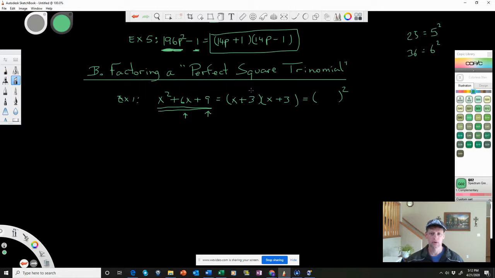We could check it, of course, by FOILing, and you would get x squared plus 6x plus 9. I will do it once just for good measure. So there's your x squared.